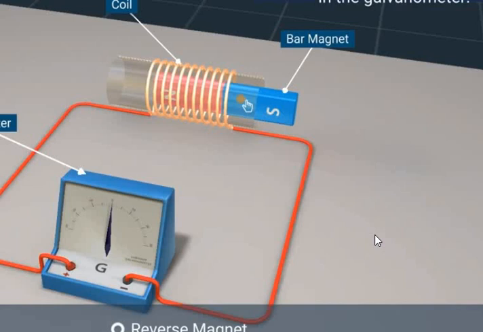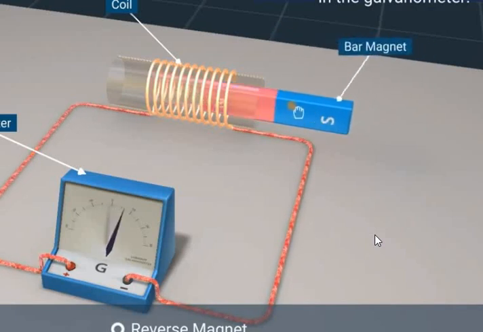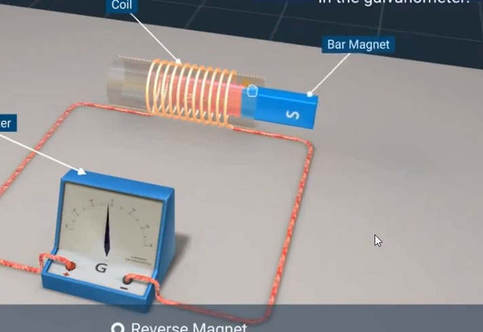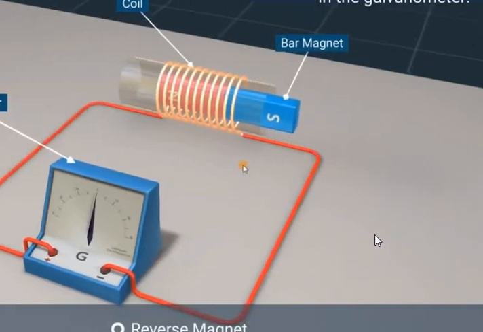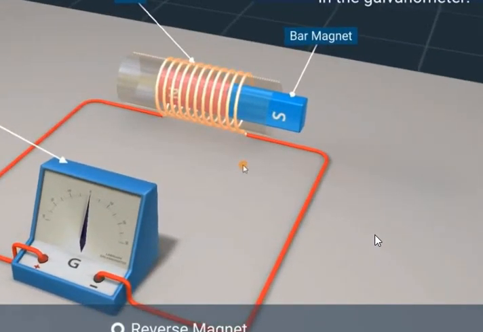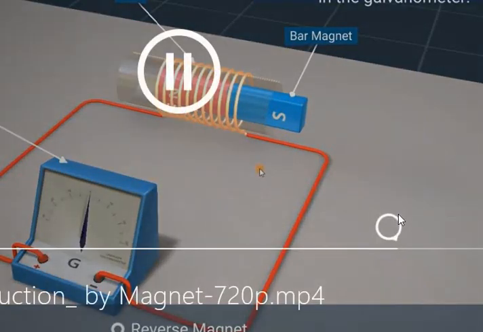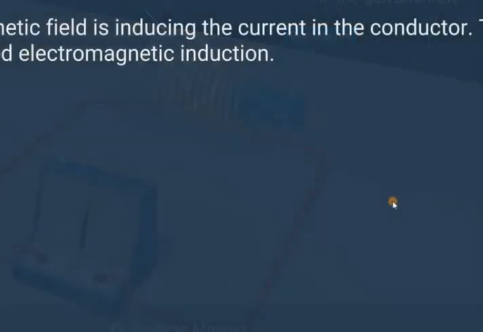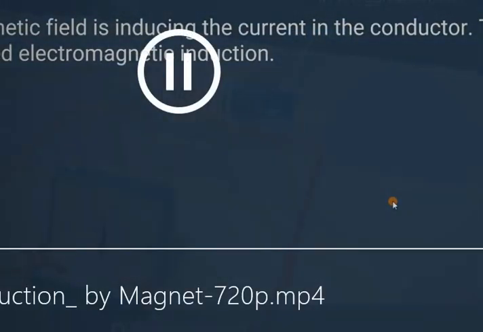The deflection of the galvanometer indicates that there is some current flowing through the coil. The galvanometer deflects only when the magnet is in motion near the coil. Motion of the magnet is responsible for the changing magnetic field. This changing magnetic field is inducing the current in the conductor. This phenomenon is called electromagnetic induction.